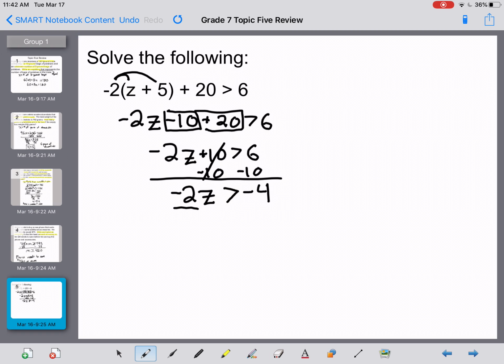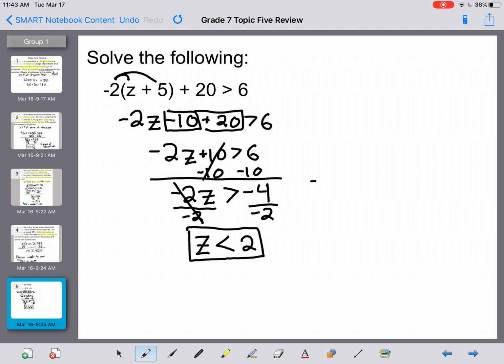Now to get my variable by itself, I'm going to divide both sides by -2. -2z divided by -2, my -2's cancel out. I'm just left with z. Now, since I divided both sides of an inequality by a negative, I have to remember to flip my sign. z is less than now -4 divided by -2, which is positive 2. So I end up with z is less than positive 2.